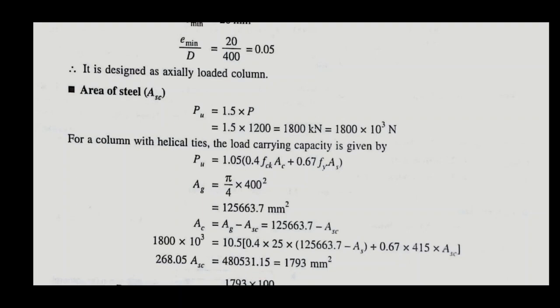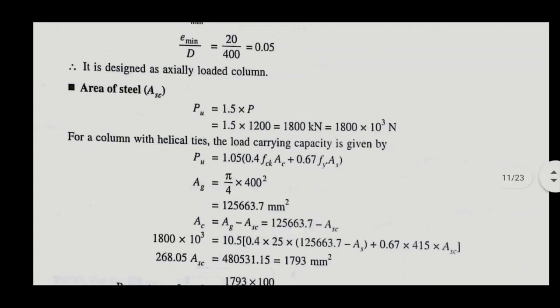Now for a column with helical ties, the load carrying capacity is given by Pu is equal to 1.05 into (0.4 fck Ac plus 0.67 fy Asc) as per clause number 39.4. Here Ag, gross area, is equal to pi by 4 into 400 square. So this is the value of this Ag. Now Ac is equal to Ag minus Asc, where value of Ag is known. We can put this value like this.